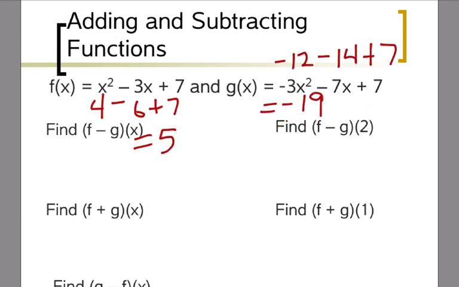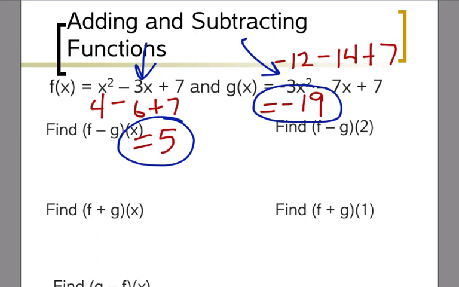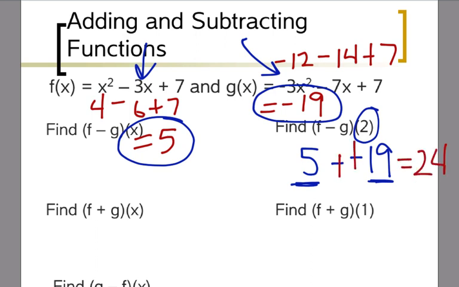Okay, what I did here was I plugged in 2 into this first equation, plugged in 2 into this second equation, and I got 5 and negative 19. So the f equation was 5, and then it says subtract the g equation, which is negative 19. So that's after I plugged in 2 to both equations. I got 5 and I got negative 19. So all I have to do is subtract those. 5 minus negative 19 means plus 19, and that answer is also 24 like I had before.